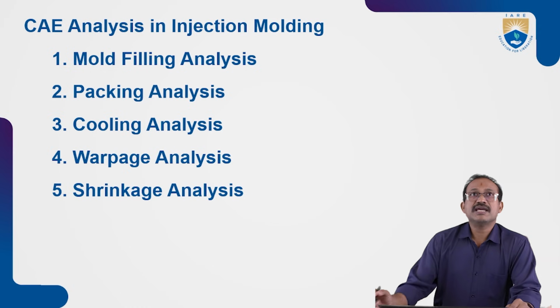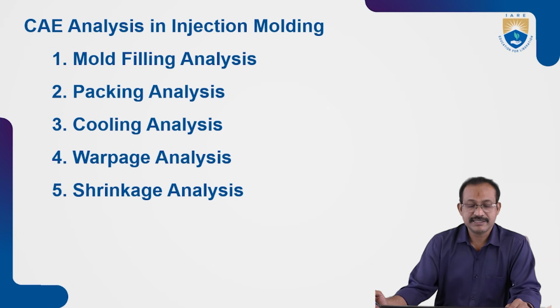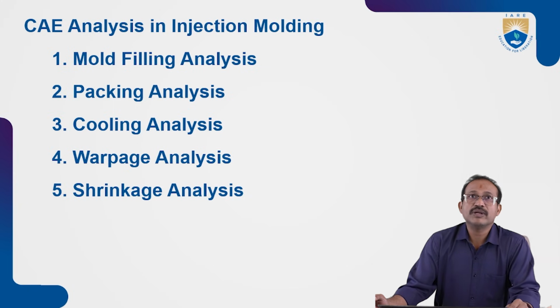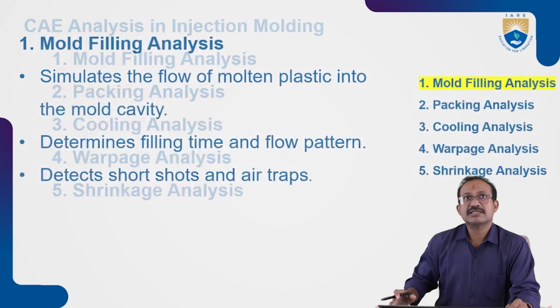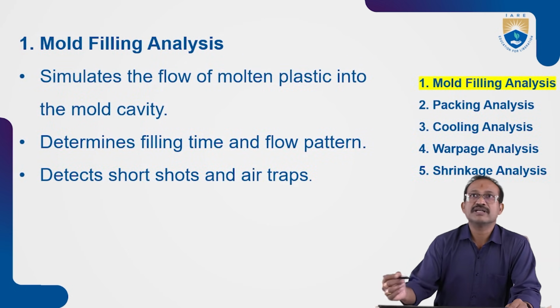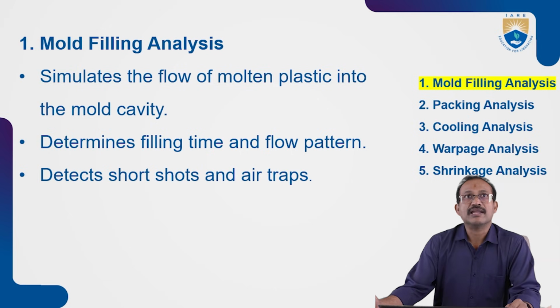CAE analysis in injection molding. There are 5 analysis methods. First one is mold filling analysis. Second one is packing analysis. Third one, cooling analysis. Fourth one, warpage analysis. Fifth one, shrinkage analysis. Now let us discuss these types of analysis. First one is mold filling analysis.